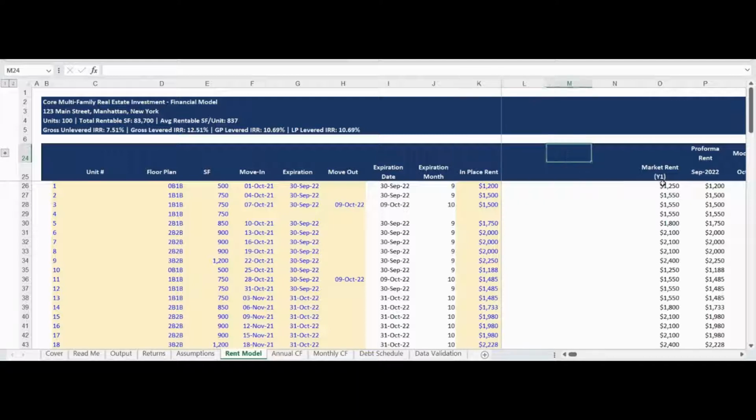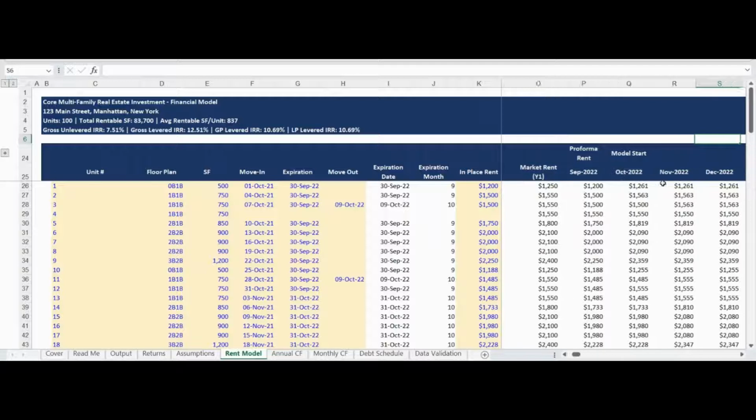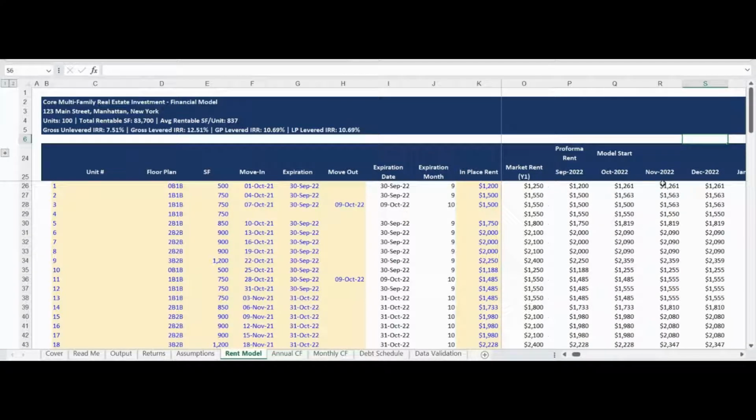The move-in, expiration, and move-out dates by unit are input, which drives the calculation of the expiration date and expiration month. The dates drive the turnover calculations, as the rents will change the month following the expiration of the in-place lease. The final input into the rental revenue forecast module is the current in-place rent for the unit, which will serve as the starting point for the rental revenue forecast. Please note that if a unit is currently vacant, leave the move-in, expiration, and move-out date as well as the in-place rent input as empty.